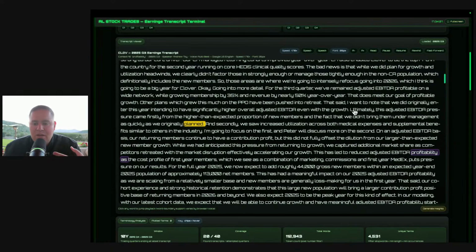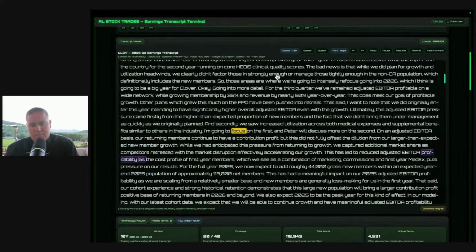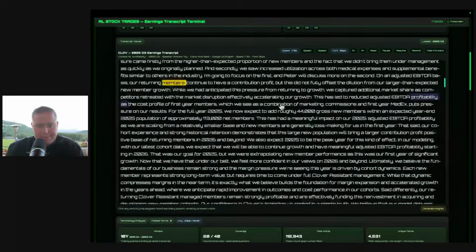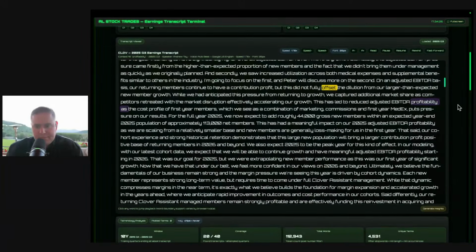Let's go ahead and kind of reread it together. Ultimately, this adjusted EBITDA pressure came firstly from the higher than expected proportion of new members and the fact that we didn't bring them under management as quickly as we originally planned. And secondly, we saw increased utilization across both medical expenses and supplemental benefits similar to others in the industry. I'm going to focus on the first, and Peter will discuss more on the second. On an adjusted EBITDA basis, our returning members continue to have a contribution profit, but this did not fully offset the dilution from our larger than expected new member growth. While we had anticipated this pressure from returning to growth, we captured.